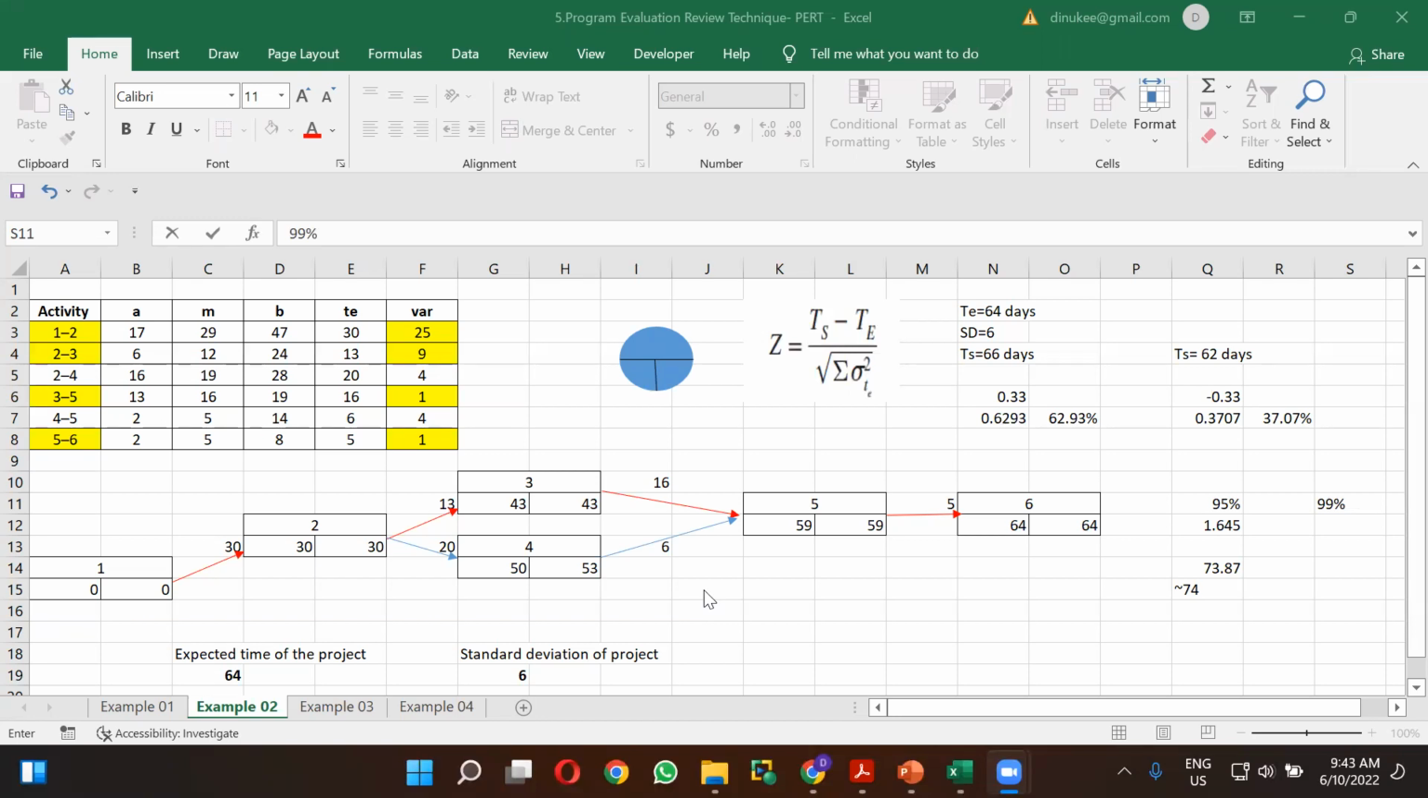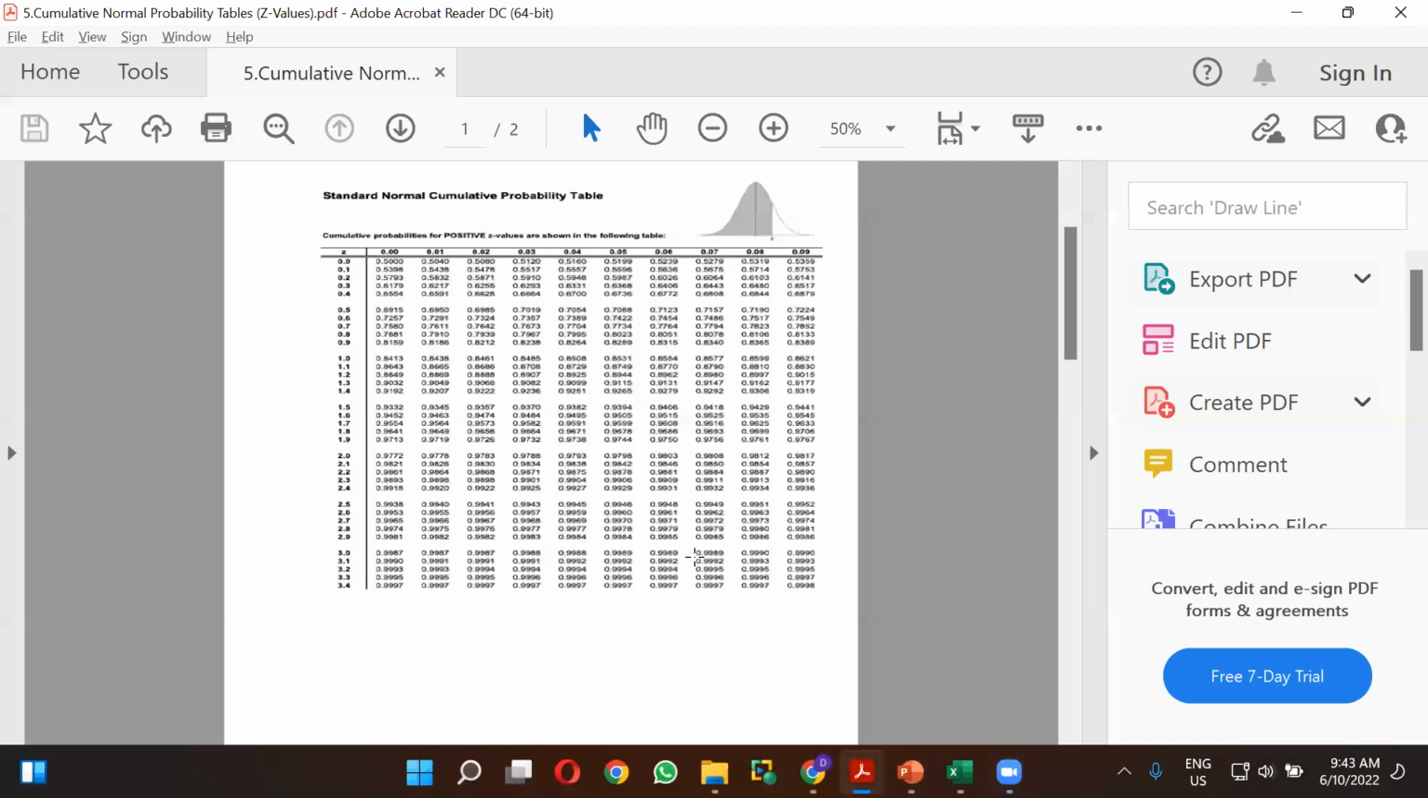Alright. So we will see, right? When you are getting a 99% probability, first you have to see it from the table. So where is the place for 99% probability? Quickly see the place. 99% probability. 99% probability is here.